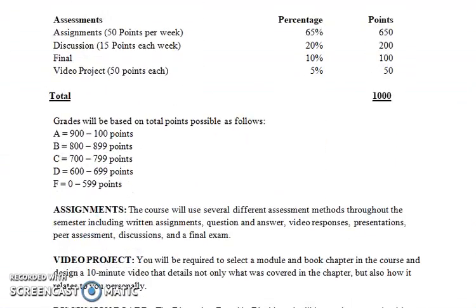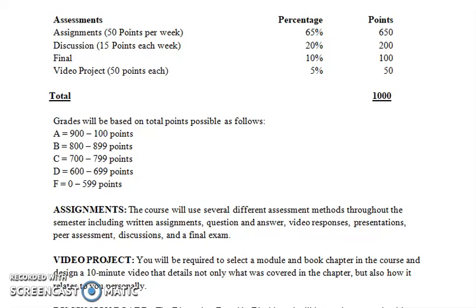So for our assessments, each assessment is worth a total of 50 points. We have our discussions worth 15 points each week. We have a final exam and then a video project. Now I'll go over each of these in a little more detail. There's a total of 1,000 points for the class, and the grade breakdown is as you can see.